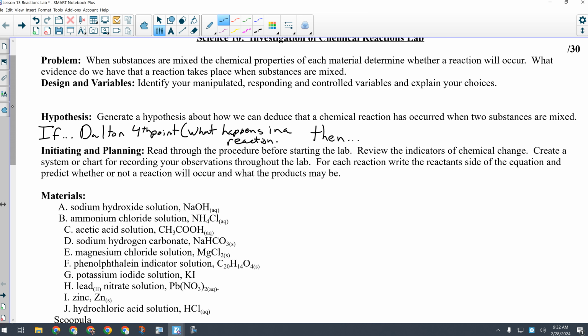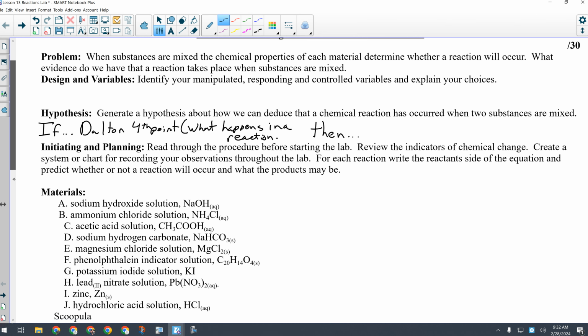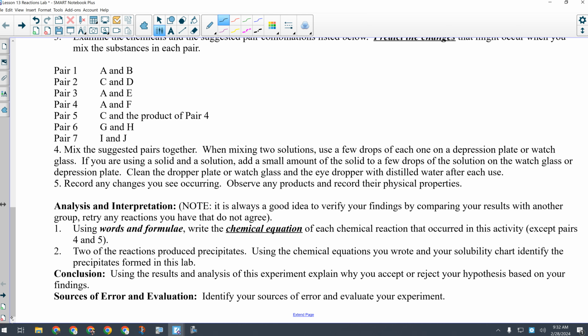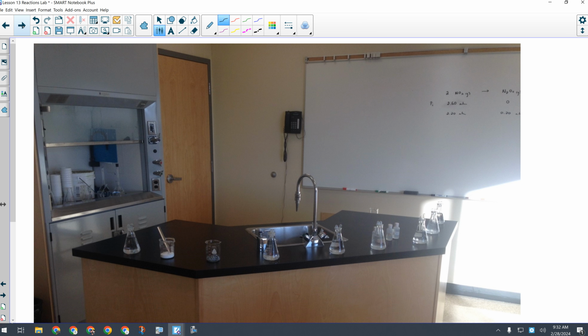All right, so you'll get a little bit of time after we do the next part here to come back and work on this today. But I want to make sure we get through the kind of planning part of this. So this is what you'll see tomorrow. On the front lab station, you'll see all the various reactants.